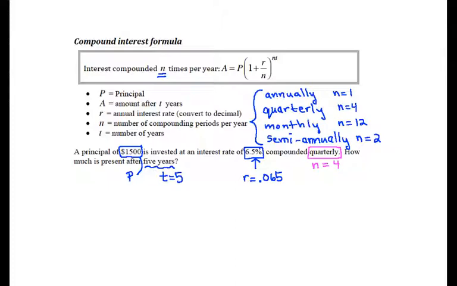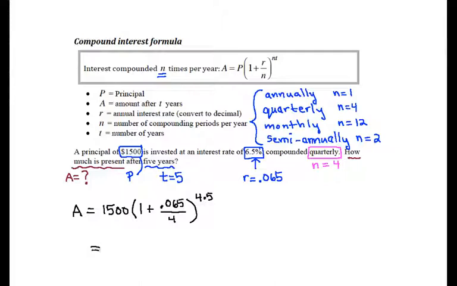So I'll plug in everything I have to this formula. It looks like I don't know A. How much is present? That tells me that A is the amount that I don't know. So I'm going to leave A as a variable and start plugging in. A is equal to 1,500 times 1 plus 0.065 over 4 to the power 4 times 5.